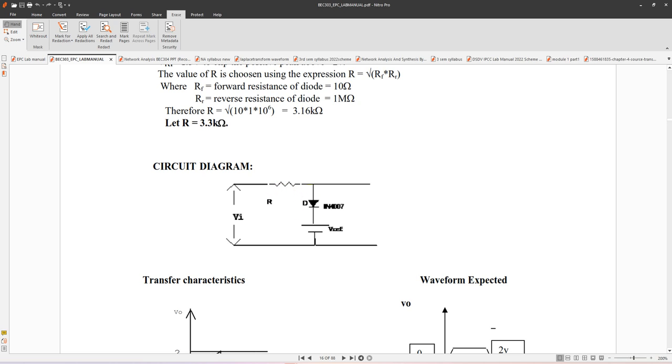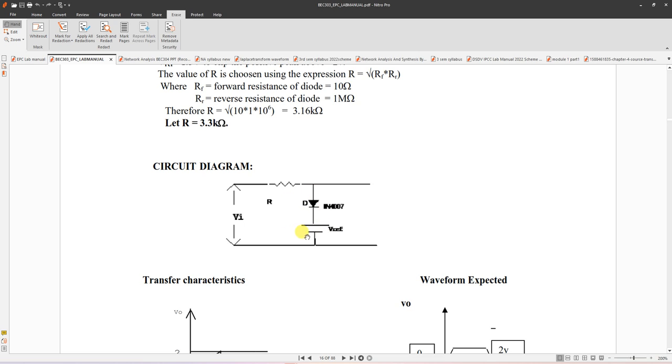Okay, we can use that. And for the positive clipper, the diode direction should be plus here, minus here, and similarly the voltage. So the reference voltage also you have to use. If I don't use a reference voltage here, the output will be clipped to 0.7, which is the drop across the diode. If it is a silicon diode, 0.6 will come. If it is germanium, 0.3 will come.